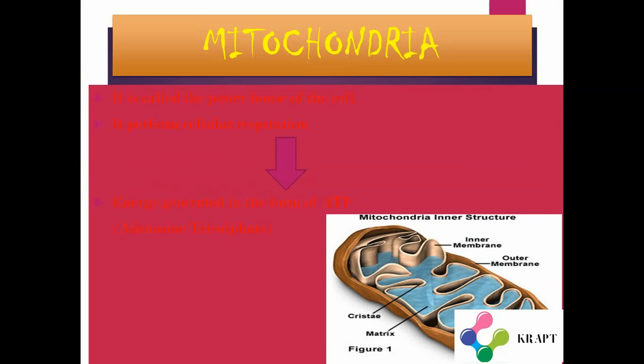Now, mitochondria. Mitochondria is the powerhouse of the cell. As you know, endoplasmic reticulum, rough endoplasmic reticulum produce proteins. So for it to produce, they need energy. This energy comes from mitochondria. Mitochondria is also responsible to perform cellular respiration, which is in the form of ATP, which is adenosine triphosphate.